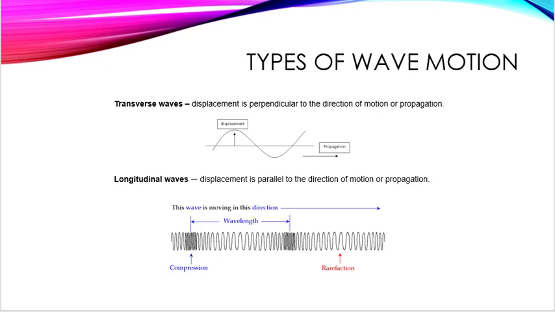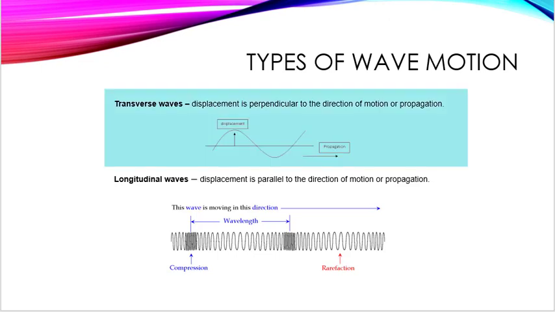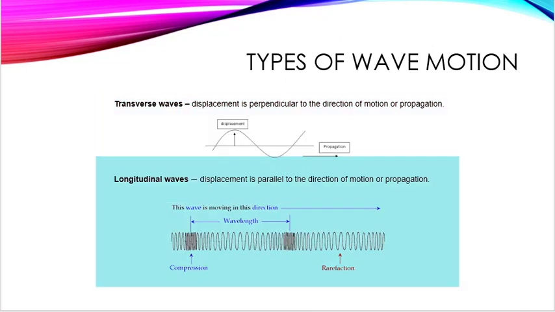There are basically two types of wave motion. There's transverse wave, and that's going to be kind of the wave we're used to thinking about, the up and down wave, where the displacement from equilibrium is perpendicular to the wave's motion. So if you look at the diagram that's on here, the wave is moving from left to right, but the displacement is up and down on the page.